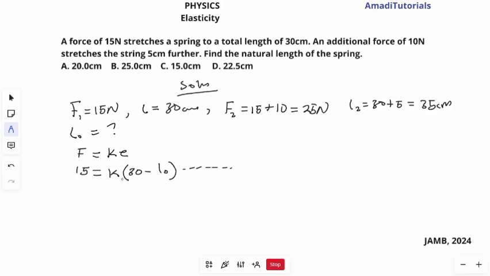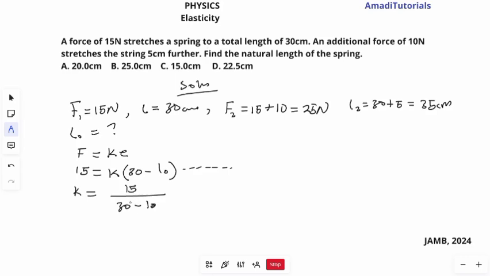And from here, I can make K the subject of the formula. If you make K the subject by dividing both sides by 30 minus L0, you will have K equals 15 divided by 30 minus L0.